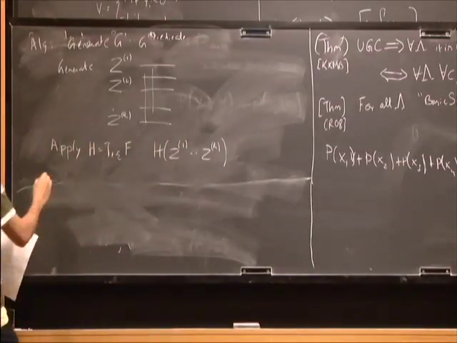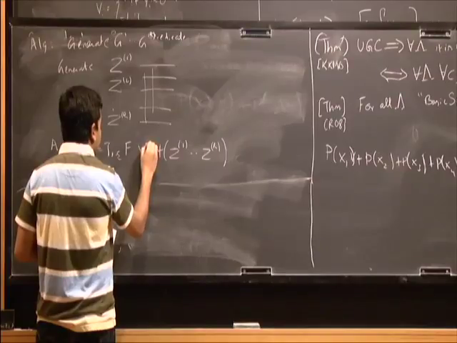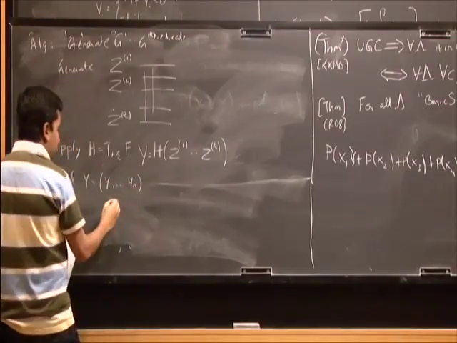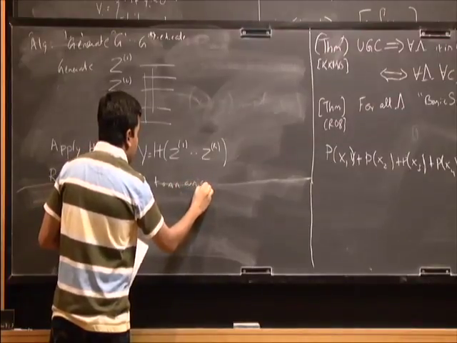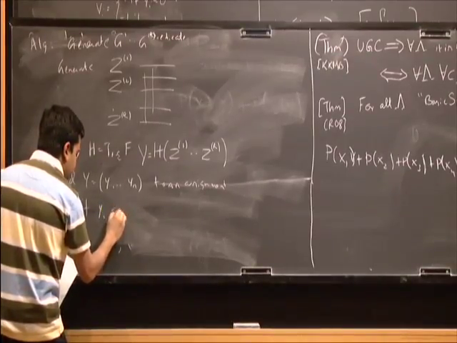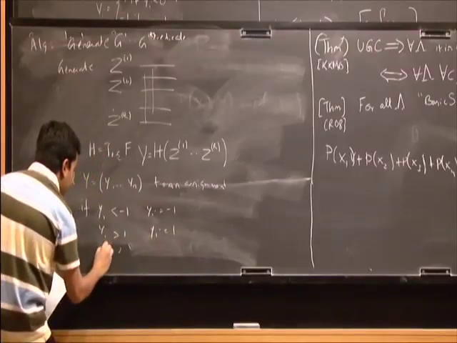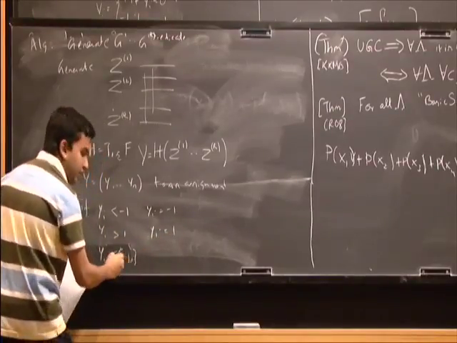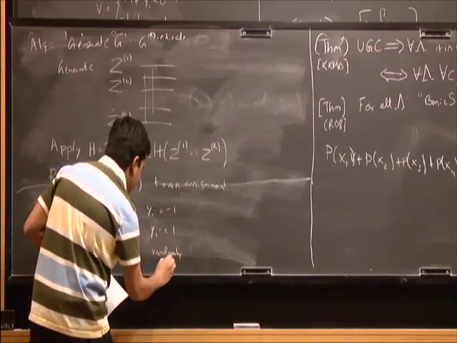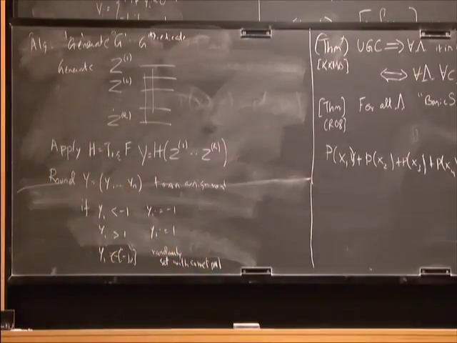Now you're going to use the trivial rounding. So round this vector, let's call it y, y1 to yn, to an assignment. How do you round it? It's very simple. If yi is less than minus 1, you make it minus 1. If yi is greater than 1, you make it 1. If it's in between, you just randomly set it to 1 or minus 1 with the correct probability. So that's the algorithm.